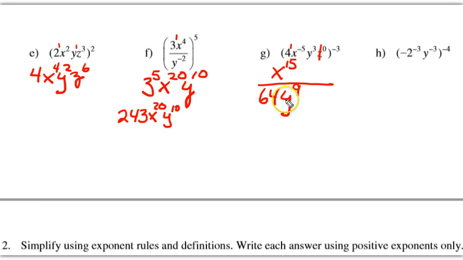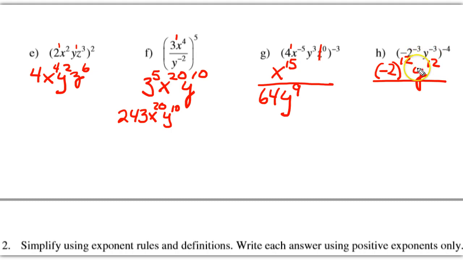Now here we have a negative 2 to the negative 3 power. So this is going to become, keep in mind the negative 2 is part of the base here. This becomes negative 2 to the 12th power. And this is going to be y to the 12th power also.